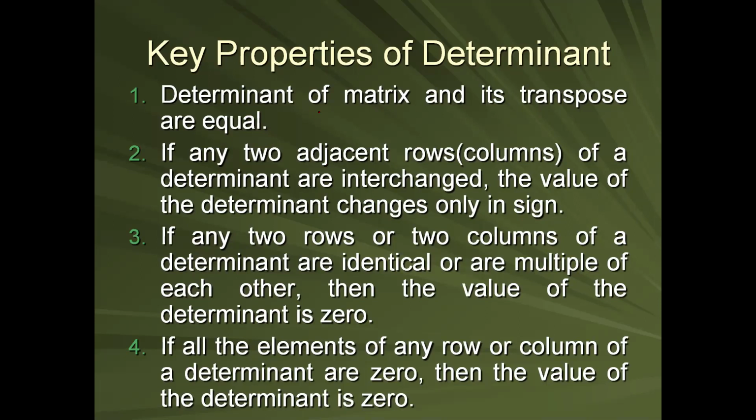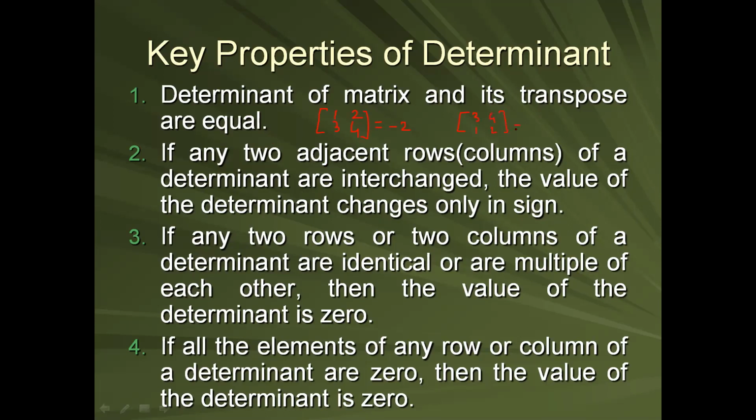For example, let us take a small example. 1 2 3 4. What is the determinant for this? 4 ones are 4, 3 twos are 6, 4 minus 6 is minus 2. Okay, it is minus 2. Now I'm interchanging these rows, so it becomes 3 4 1 2.